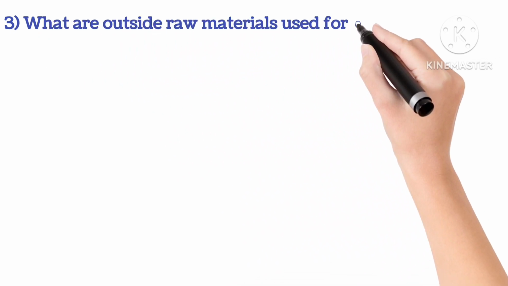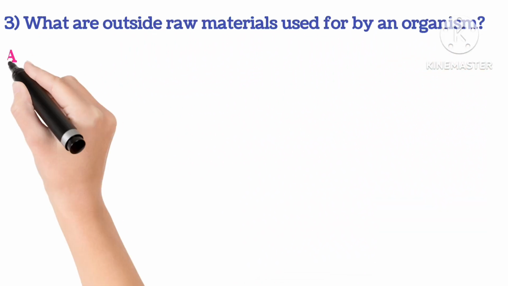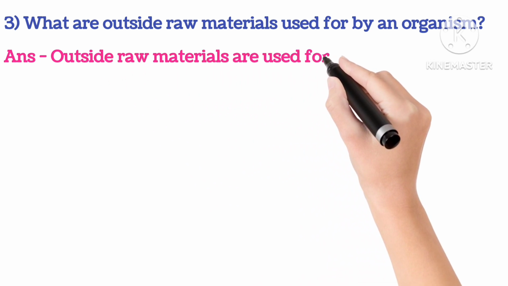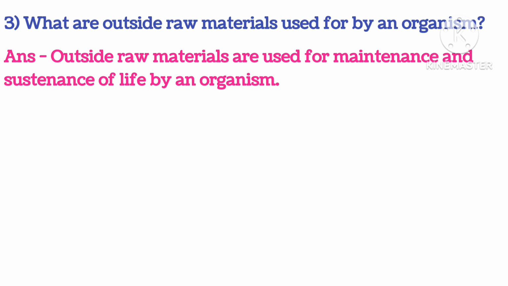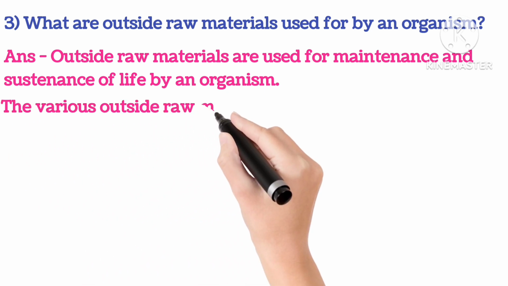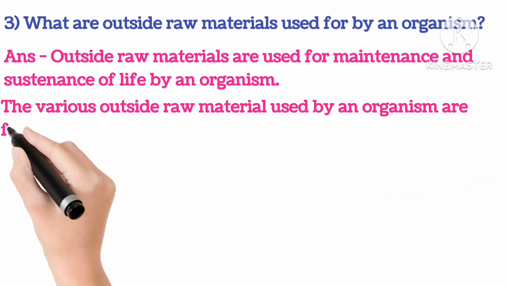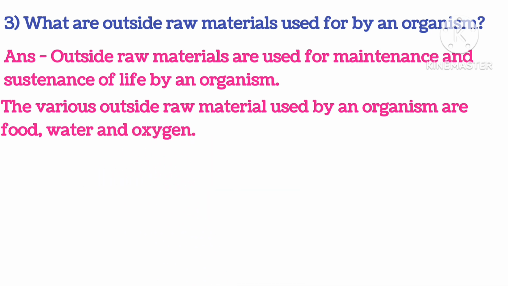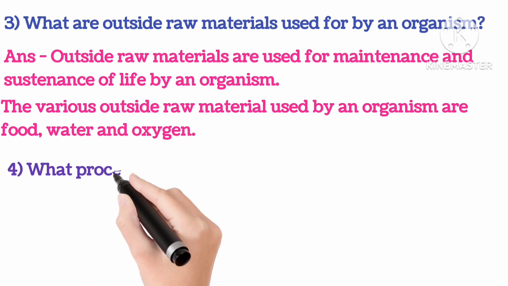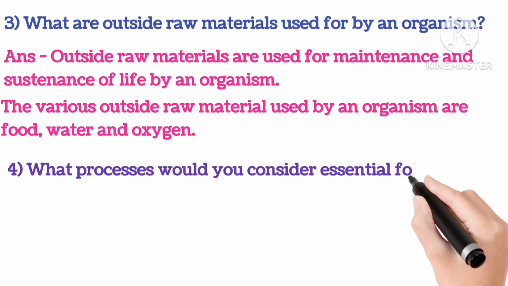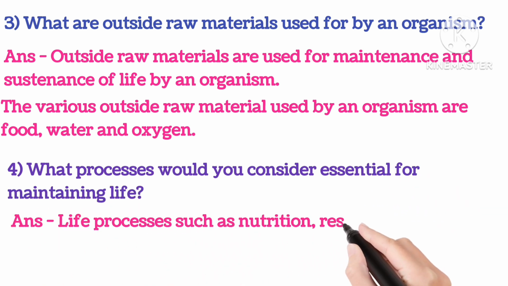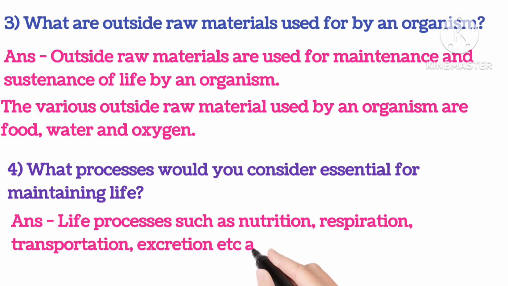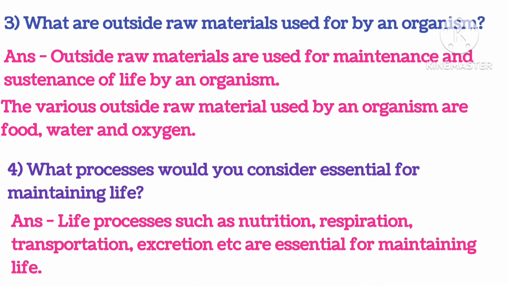What are outside raw materials used for by an organism? The outside raw materials are used for maintenance and sustenance of life by an organism. The various outside raw materials used by an organism are food, water, and oxygen. What processes would you consider essential for maintaining life? Life processes such as nutrition, respiration, transportation, excretion, etc. are essential for maintaining life.